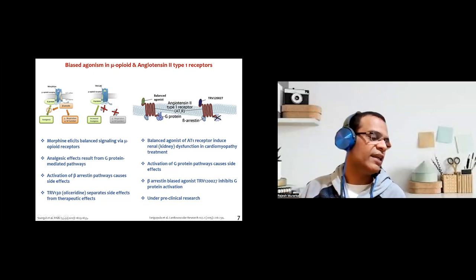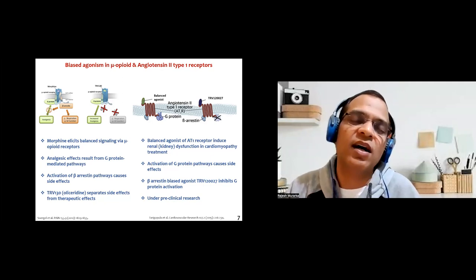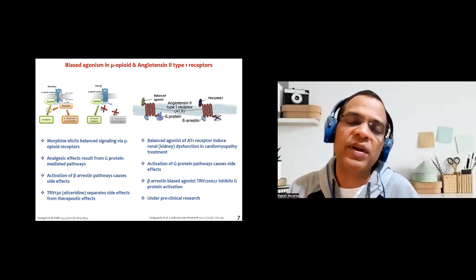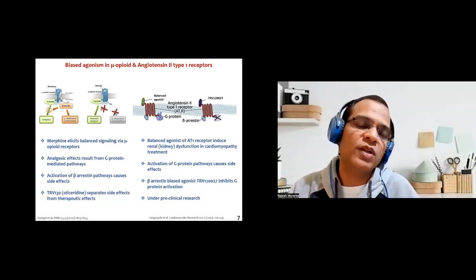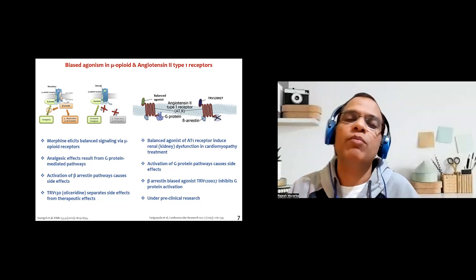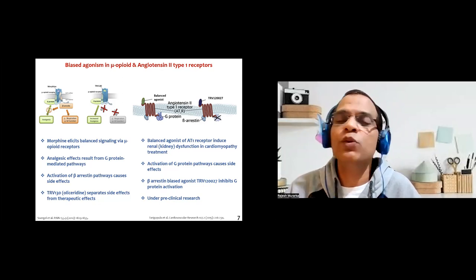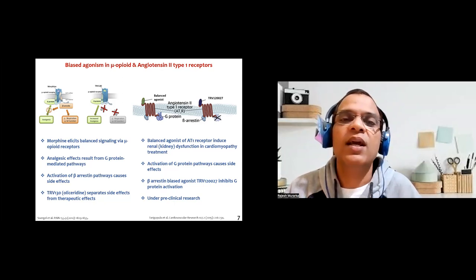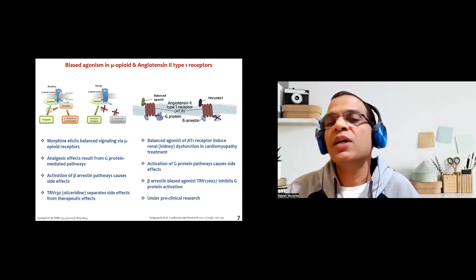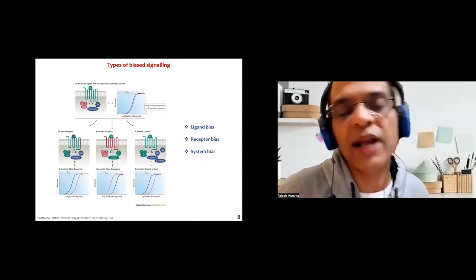So it's a huge challenge to design a drug which can separate the therapeutic effect from the adverse side effect. That is currently a big challenge in the pharmaceutical industry, and the research is towards designing new drugs which can minimize the side effects and give you the therapeutic effect. This is also known, as I said, as biased signaling.